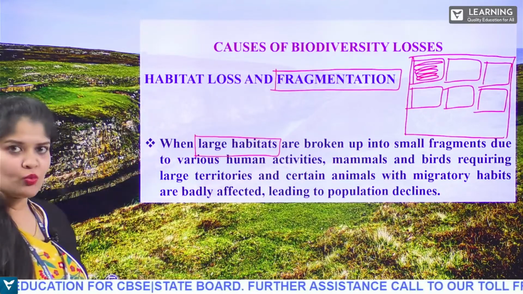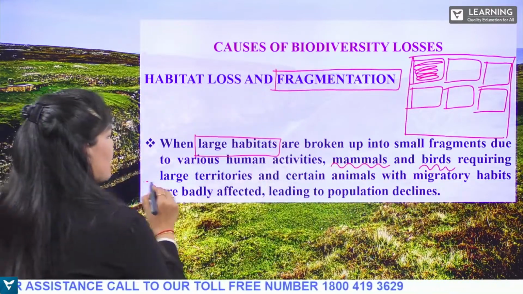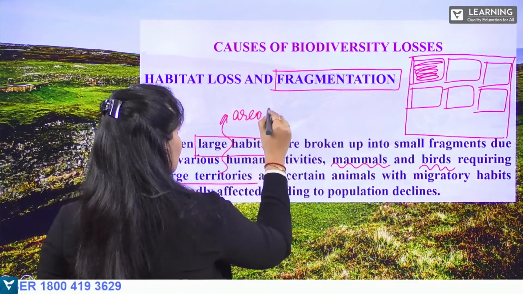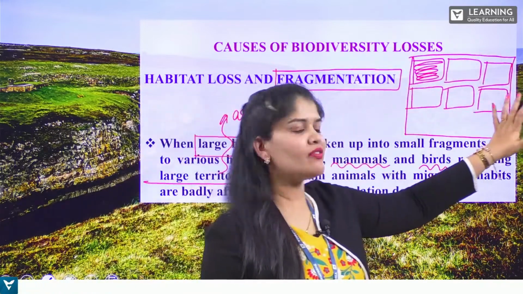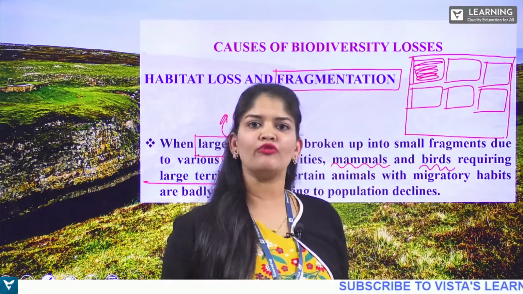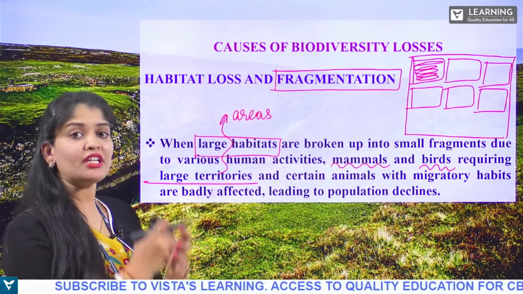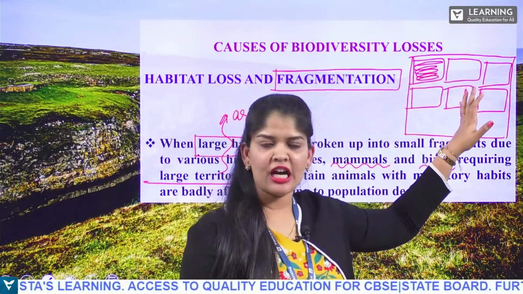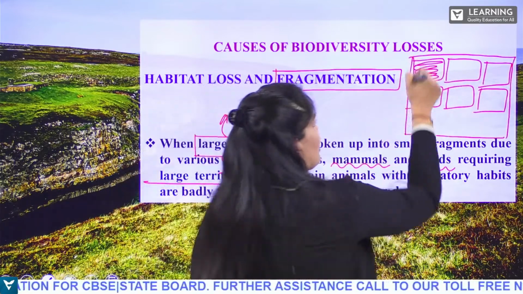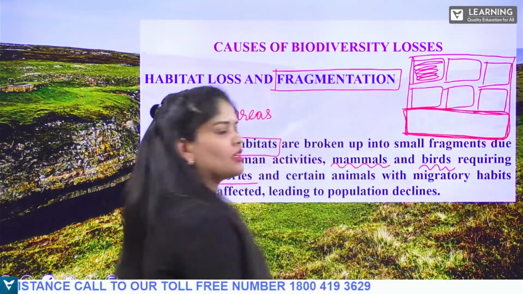If this is happening, meanwhile, the mammals and birds requiring large territories, large areas, are affected. So this is a natural habitat. Previously, all this natural habitat was available for the plants and animals, which need a large area for roaming, for grazing, for living, right? For migrating, all these activities. But if this habitat has been broken down into so many fragments, that means the place is becoming constrained. All the available space is now constrained to this area, right?